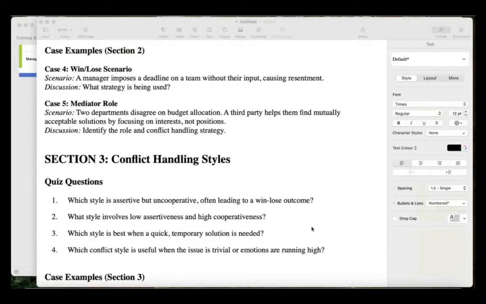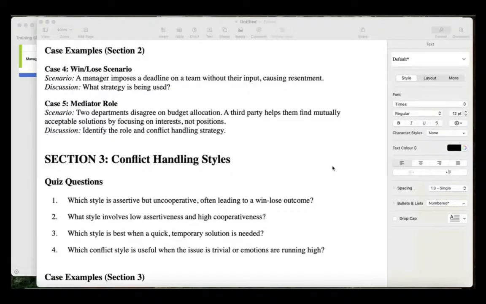So just to give you a recap, we have discussed five types of styles. Am I correct? The matrix, if you remember, the figure was there. Okay, so which style is assertive but uncooperative, often leading to a win-lose outcome? It is competing. So you are correct on that part. How is it like that? I will show you also.